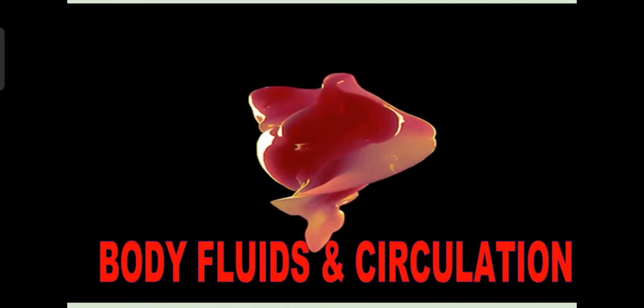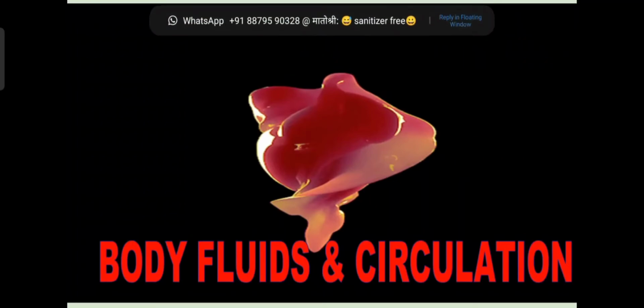Hello dear students, today we are here again with chapter number 18, that is body fluids and circulation. In our last video we have studied the human circulatory system. It mainly consists of three parts. The first one is blood, second blood vessels, and third the heart.